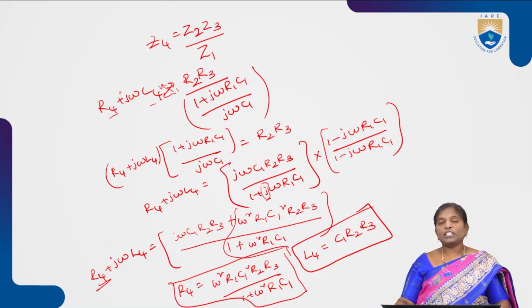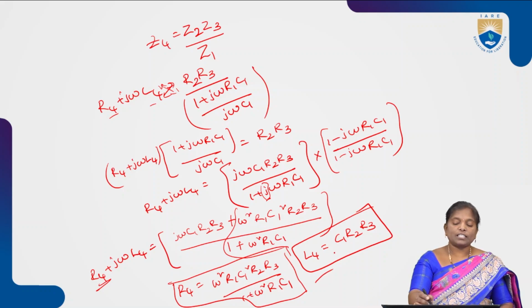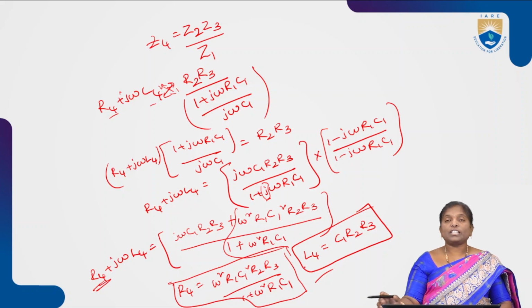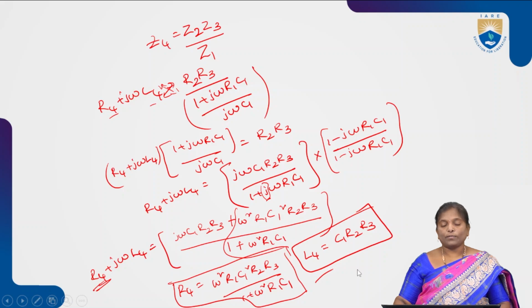Whether it is a Hay bridge or Maxwell's bridge, the main condition is we have to check whether the bridge is in the balanced condition or not. If the bridge is in the balanced condition, with the help of the balanced bridge, we can measure the unknown parameter. Here the unknown parameters are inductance and resistance, which are present across the fourth arm. Now we have calculated L4 and R4 values. This is about one of the AC bridges which is used to measure unknown inductance.